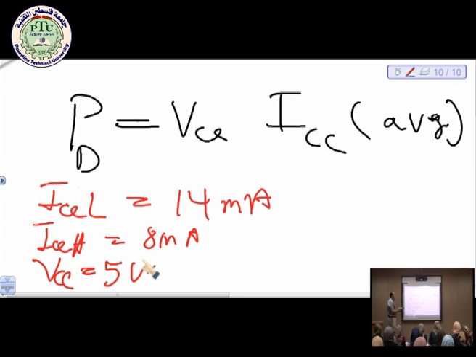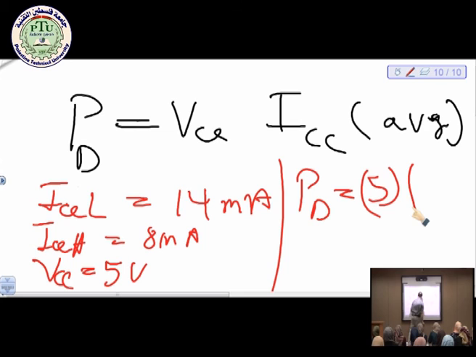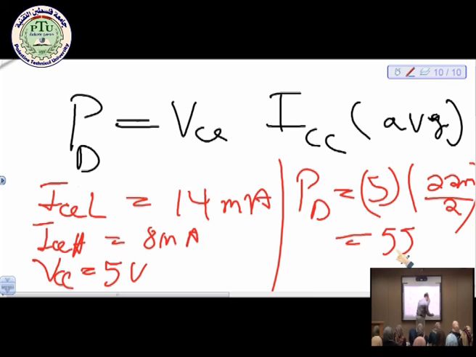فهو بيحكي calculate the power dissipation، كيف نساوي؟ شو الأفريج تاعهم؟ ICC للـ high ناقص اللو، ناقص زائد، فبنجمعهم ونقسم على 2، وبنضرب طبعا في الـ VCC. It's very straightforward. يعني اذا الباور بدها تكون power dissipation is equal to 5 في 14 plus 8، 22 milliampere over 2, that is equal to 55 milliwatt, right?